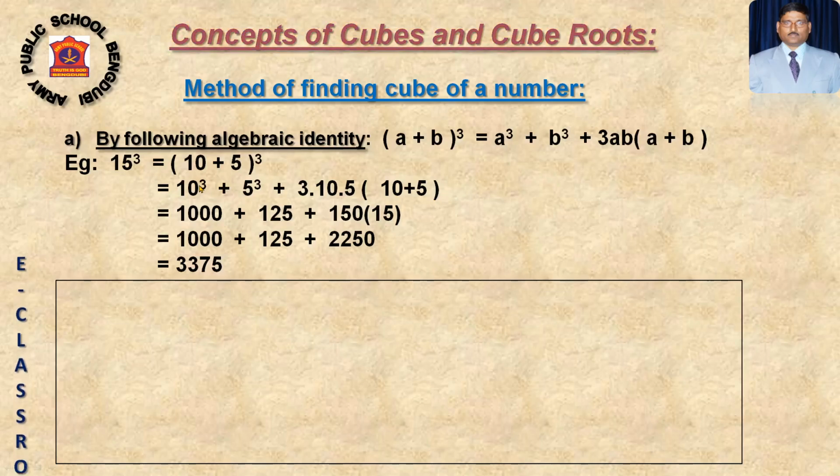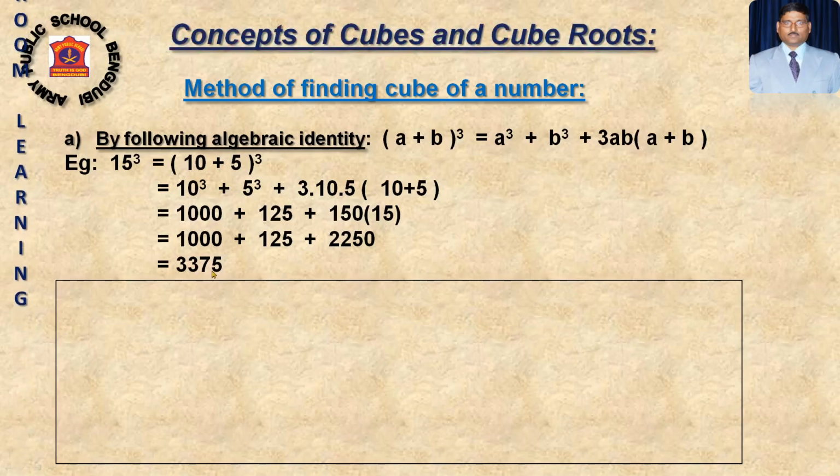When you find the cube of 10, it will be 1000; cube of 5 will be 125; and after multiplication of 3, 10, 5, I am getting 150. 150 multiplied by 15, I am getting 2250. On adding these three parts, the result is 3375. That means the cube of 15 is 3375. In this way you can find the cube of any 2-digit number, from 10 to 99, by following this algebraic identity.